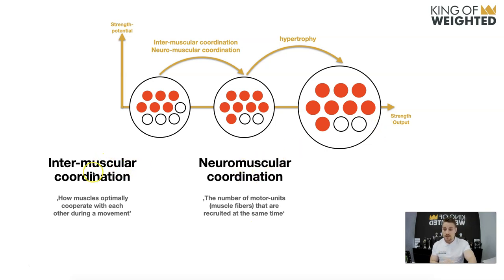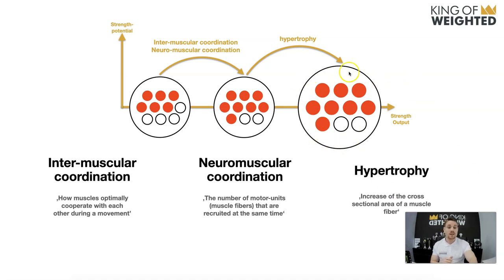And so we have intermuscular coordination, the technical part, how the muscles cooperate with each other. We have neuromuscular coordination, how many muscle fibers are actually activated or recruited at the same time for a movement. And the last part is the cross-sectional area of the muscle, or the so-called hypertrophy. An increase, as I said, of the cross-sectional area of a muscle means a bigger muscle, and a bigger muscle is always a stronger muscle because it has a bigger strength potential.